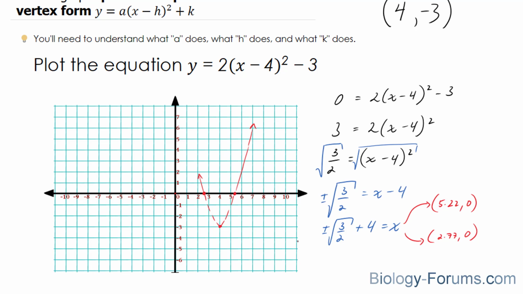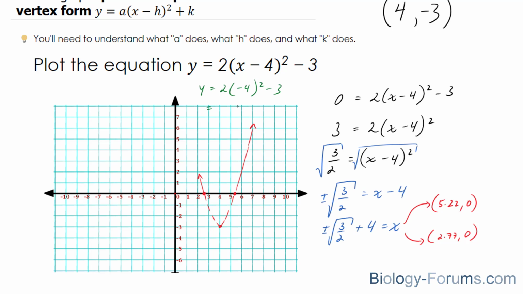Now, depending on your teacher, they might ask you for a super accurate graph of this equation. And if that's the case, you can go ahead and find the y-intercept. The way you can find the y-intercept is you substitute x as 0, because at the y-intercept x is 0. So let's do that really quickly. Let's substitute 0 into here. y is equal to 2 times (0 minus 4) squared, minus 3.